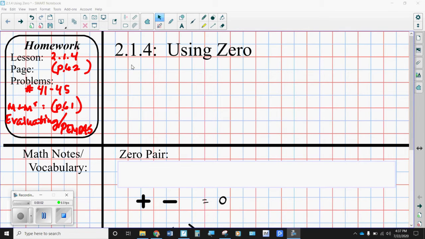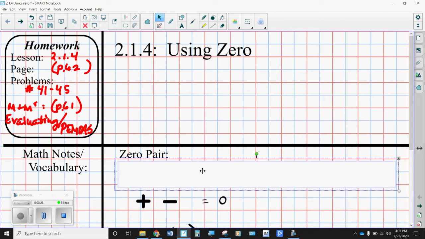Alrighty, today's lesson is 2.1.4 called Using Zero. And today what we are going to do is revisit what we learned in 7th grade about adding opposites together to form zero pairs, and do that in the context of simplifying algebraic expressions. And we're going to learn how to find the zeros with our algebra tiles.